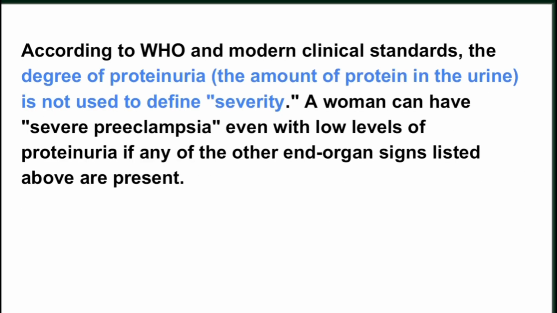Okay, so with that being said, I would just like to tell you that we do not use proteinuria as a score to measure the severity of this condition, but we have to encompass it with other features of end organ dysfunction, such as severe headache, epigastric pain, right upper quadrant pain, and persistent headaches which are refractory to analgesia.